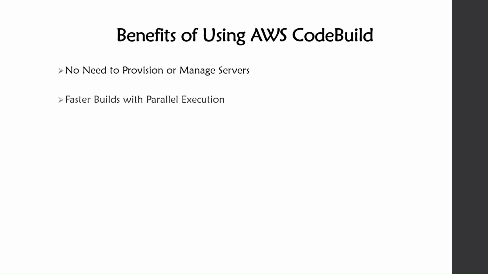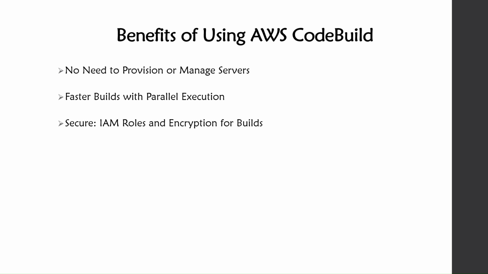The next thing we have is faster builds with parallel execution. AWS CodeBuild speeds up the deployment process by enabling parallel builds. It can run multiple builds at the same time, significantly reducing the overall time required for testing and deployment. This is especially useful for large teams or projects with complex requirements, where builds for different branches or features can run simultaneously, accelerating the delivery of new features and updates.